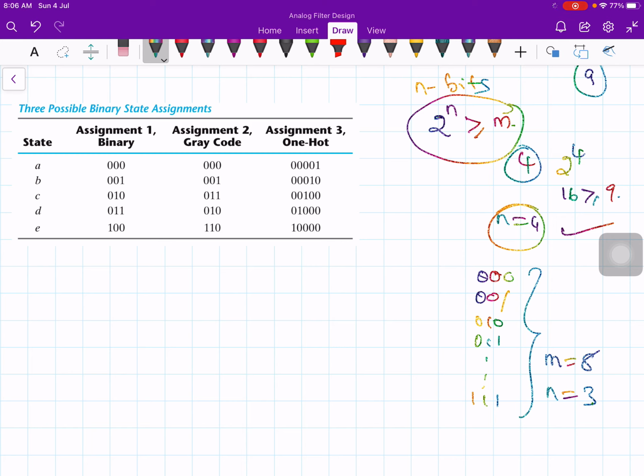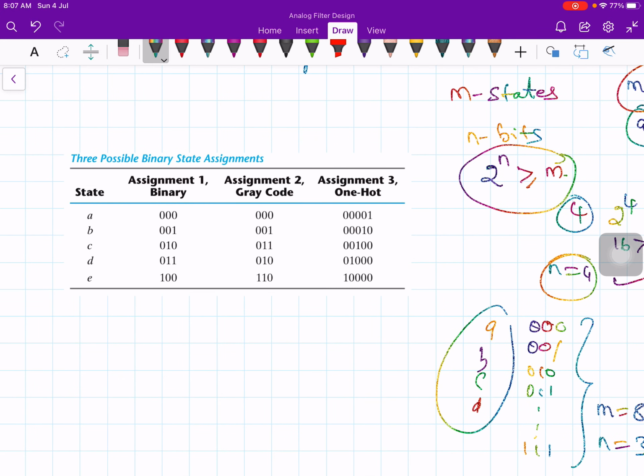And these states I cannot denote by A, B, C, D and so on, because at the end of the day I need to design a circuit, and we know that the circuit works only with ones and zeros. That is the only reason we are using this binary representation. So these states must be denoted by binary numbers 0 0 0 through 1 1 1. And of course there are different methods to assign the numbers. Here we have given 3 possible binary state assignments. One is binary, another one is gray code, and the last one is the one hot method.